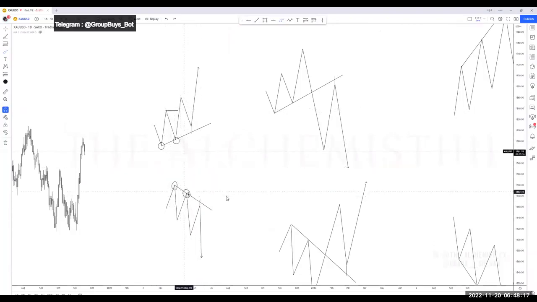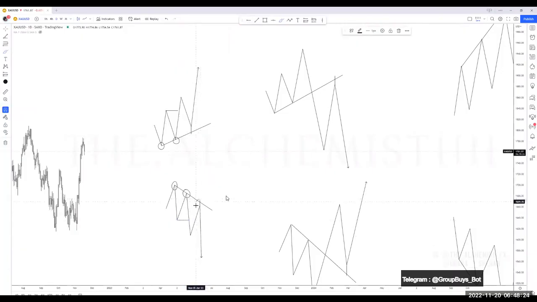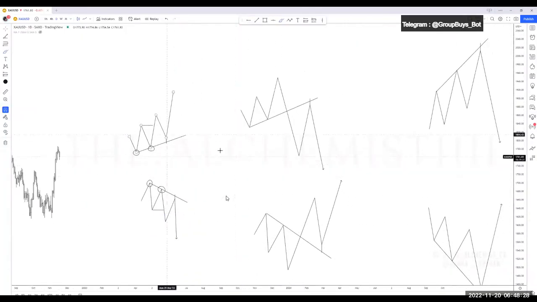It's the same thing in here. This second point has to break structure in here. So if this breaks, then we can expect price to come here and then fall back down. You get it, right? So that will be one important thing.